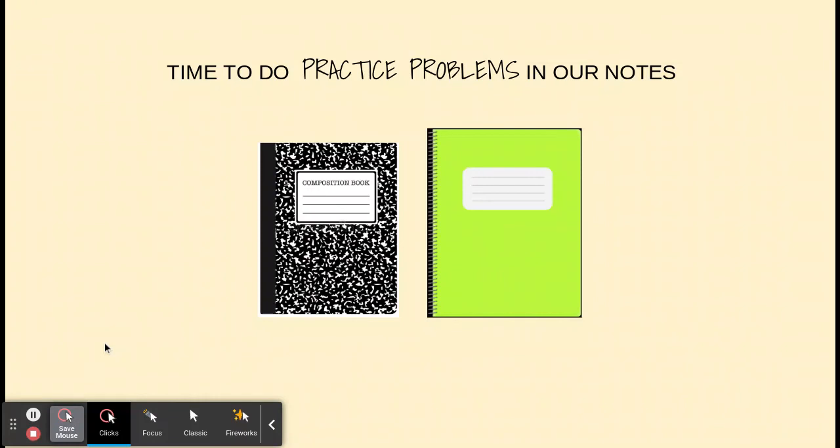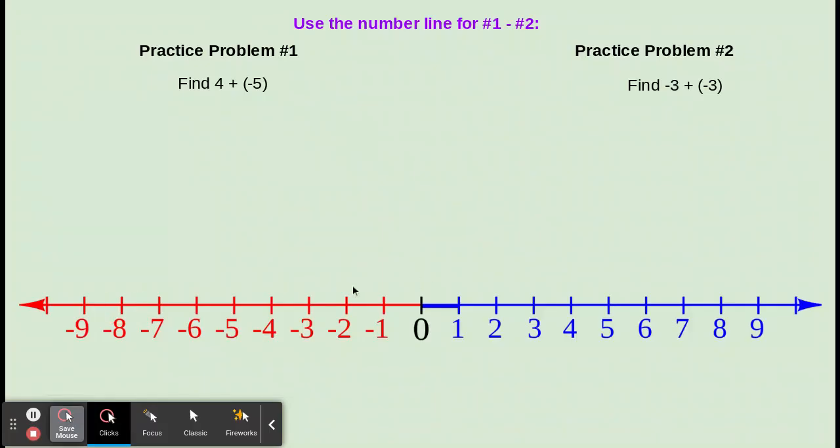All right, now that we've done that, we have 5 practice problems. And with these practice problems, you can use any method you feel comfortable using. Okay? But you must show your work. All right, I'll give you a hint on a few of them. I'm going to use the number line for number 1 and 2. You do not need to. I just wanted to show you how you would go about this.